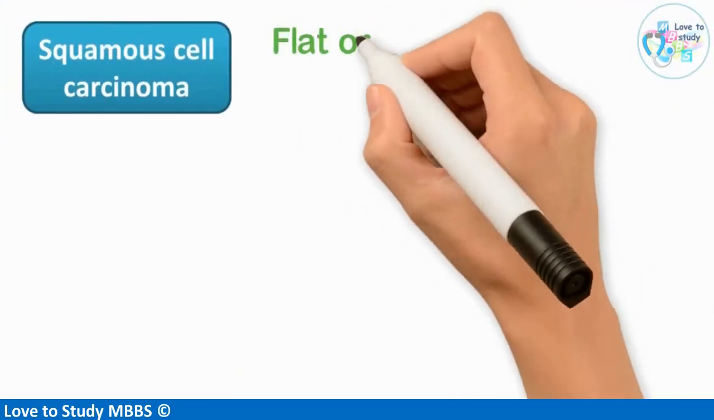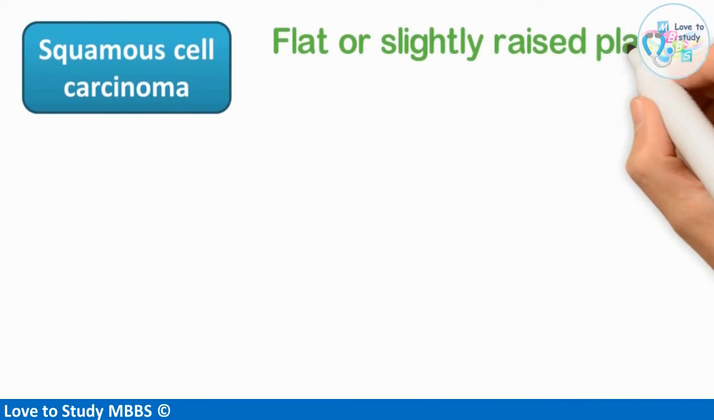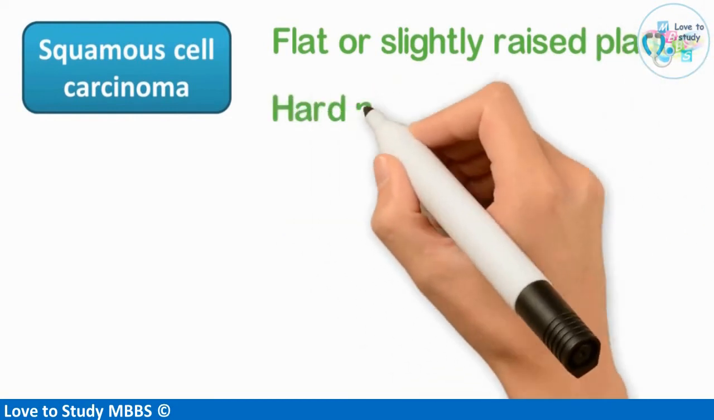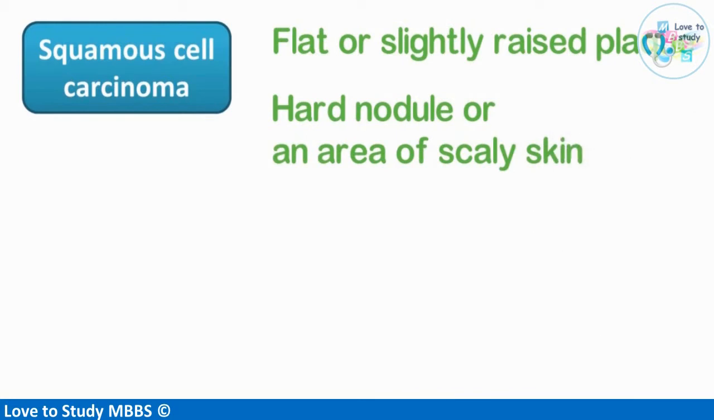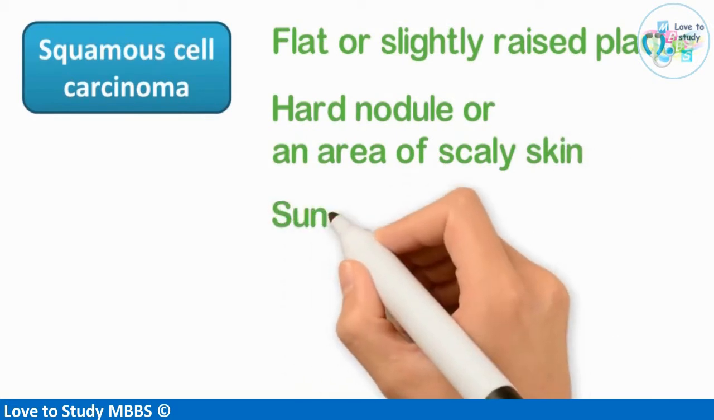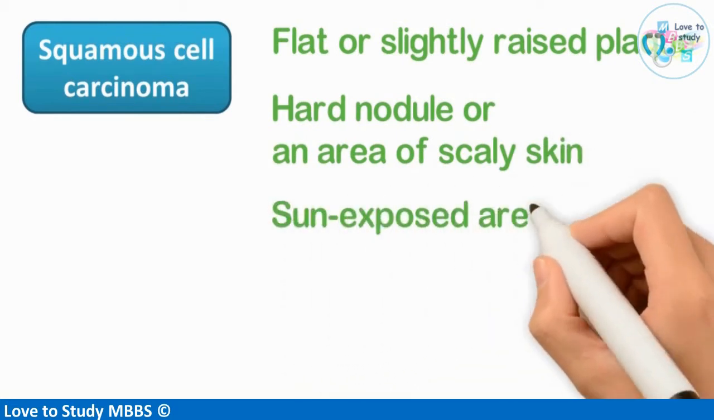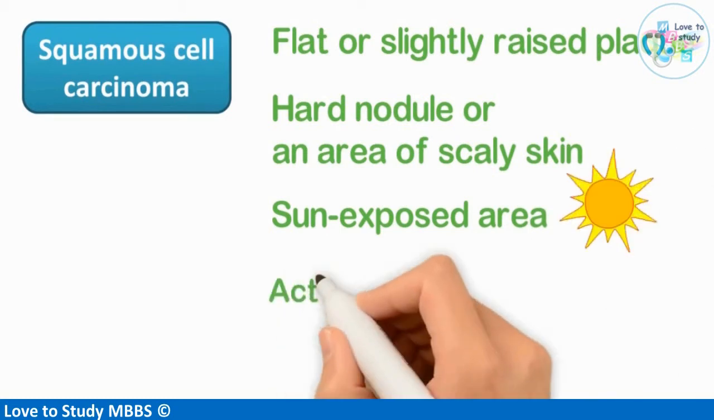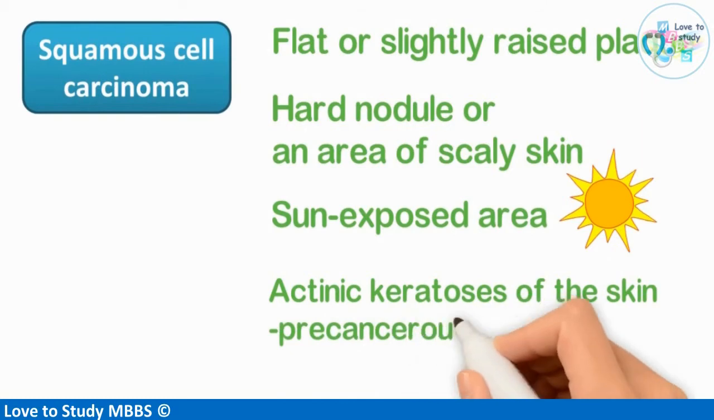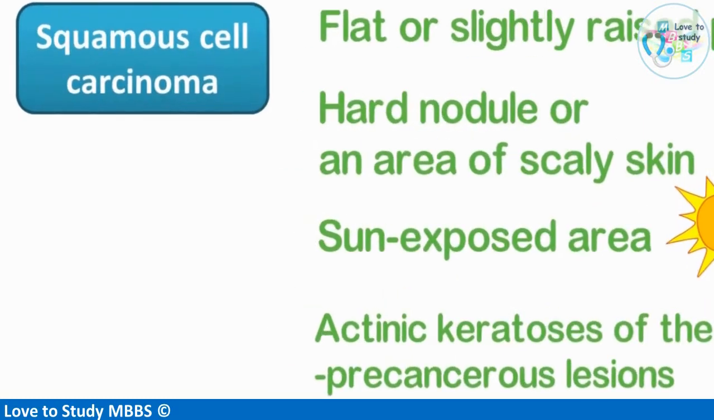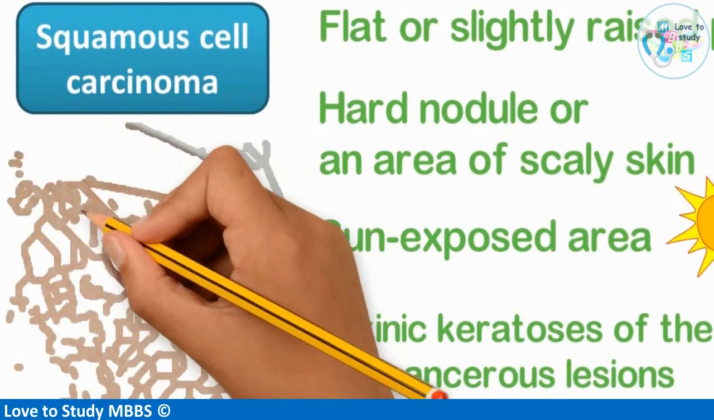Squamous cell carcinoma will present as a flat or slightly raised plaque. It can also be a hard nodule or an area of scaly skin. Usually, the skin can be easily seen, as the lesion will be in a sun-exposed area. Squamous cell cancer can come out of first having actinic keratosis of the skin, which are precancerous lesions on the forearms, face, or other sun-exposed areas.